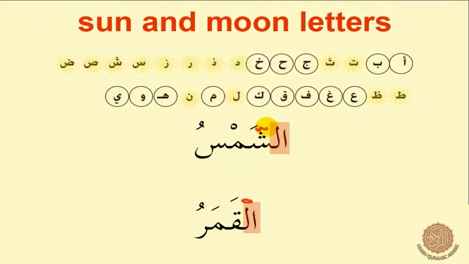So it's Ash-Shams, not Al-Shams. Because notice when you say Al-Shams, it's not smooth, rather than Ash-Shams, which flows and is nicer to hear. However, with Al-Qamar, there's no issues with that. And that's because the articulation point of the Lam and the Qaf are far apart.